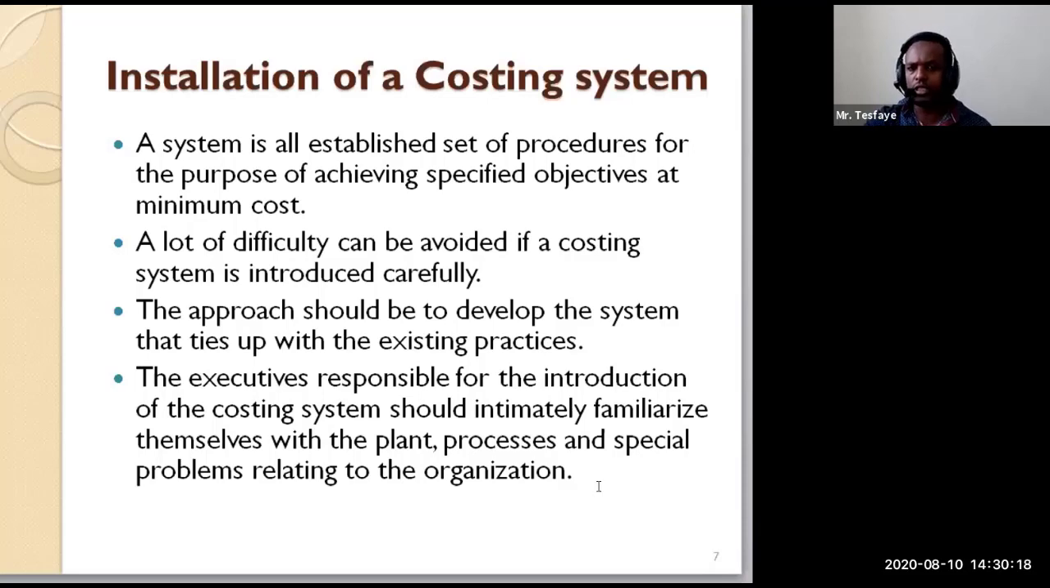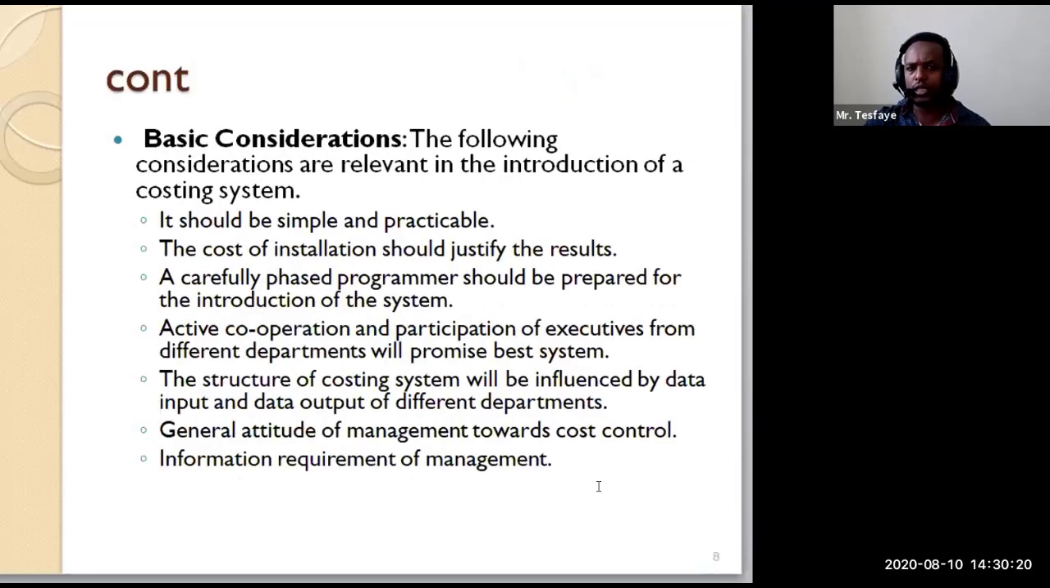So in installing this system, we need to consider some important points. So the following considerations are relevant in introduction of a costing system. The first one is it should be simple and practicable. That means it should not be complicated. The cost of installation should be justified. The result, that means we should minimize the cost of installation.